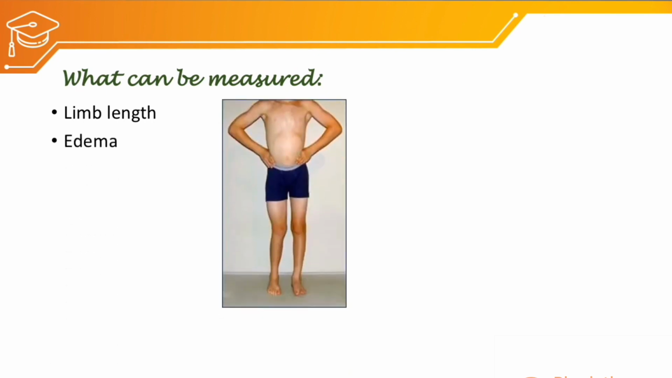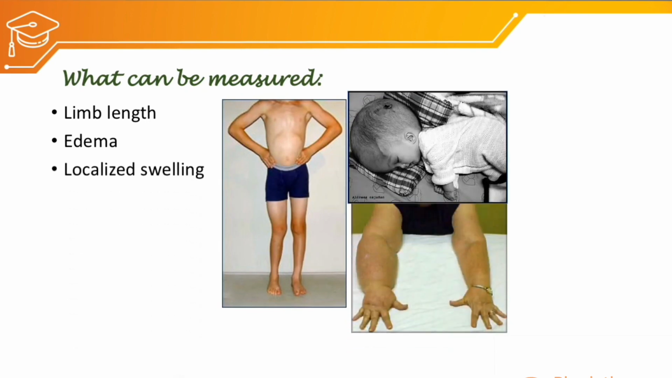Another measurement that we can take is for edema and localized swelling. It can be in any part of the body. Edema means there is a fluid collection in the tissues or around the tissues, and localized swelling could be because of inflammation or any kind of other conditions.